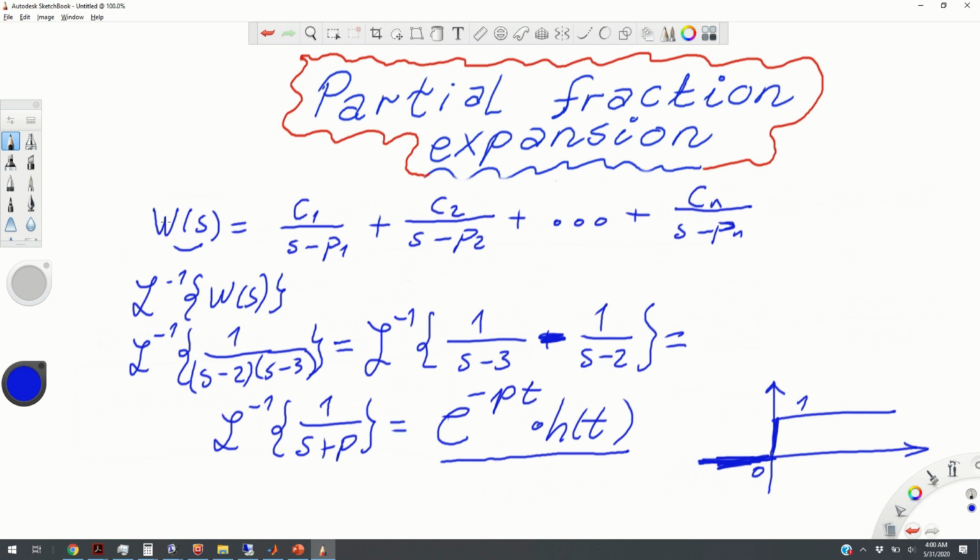So if we have an expression W(s) that is expanded using partial fraction expansion, we can simply compute the inverse Laplace transform as a sum. You obtain a sum, i from 1 to n, of ci constants times e to the power of pi t. So this is our expression.